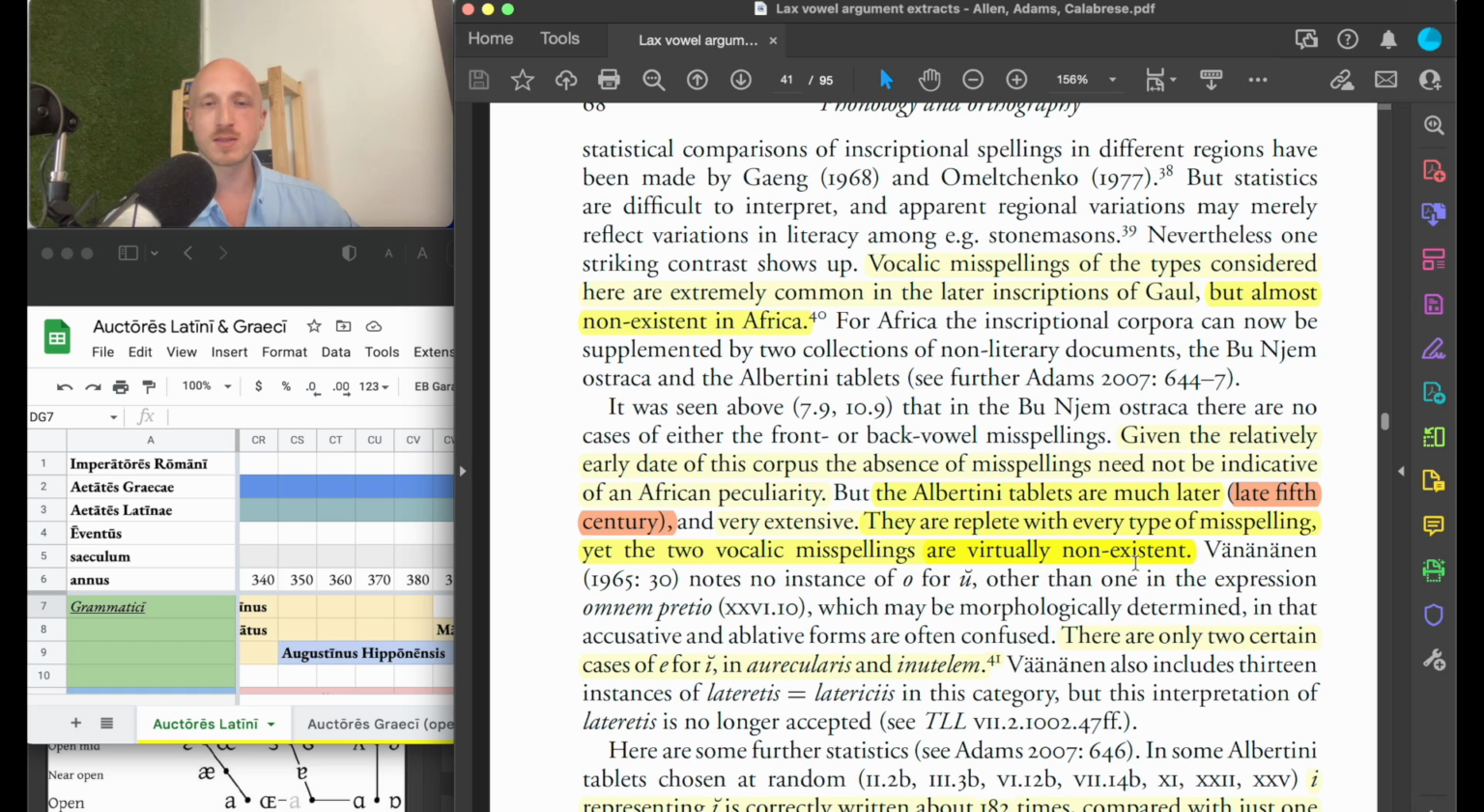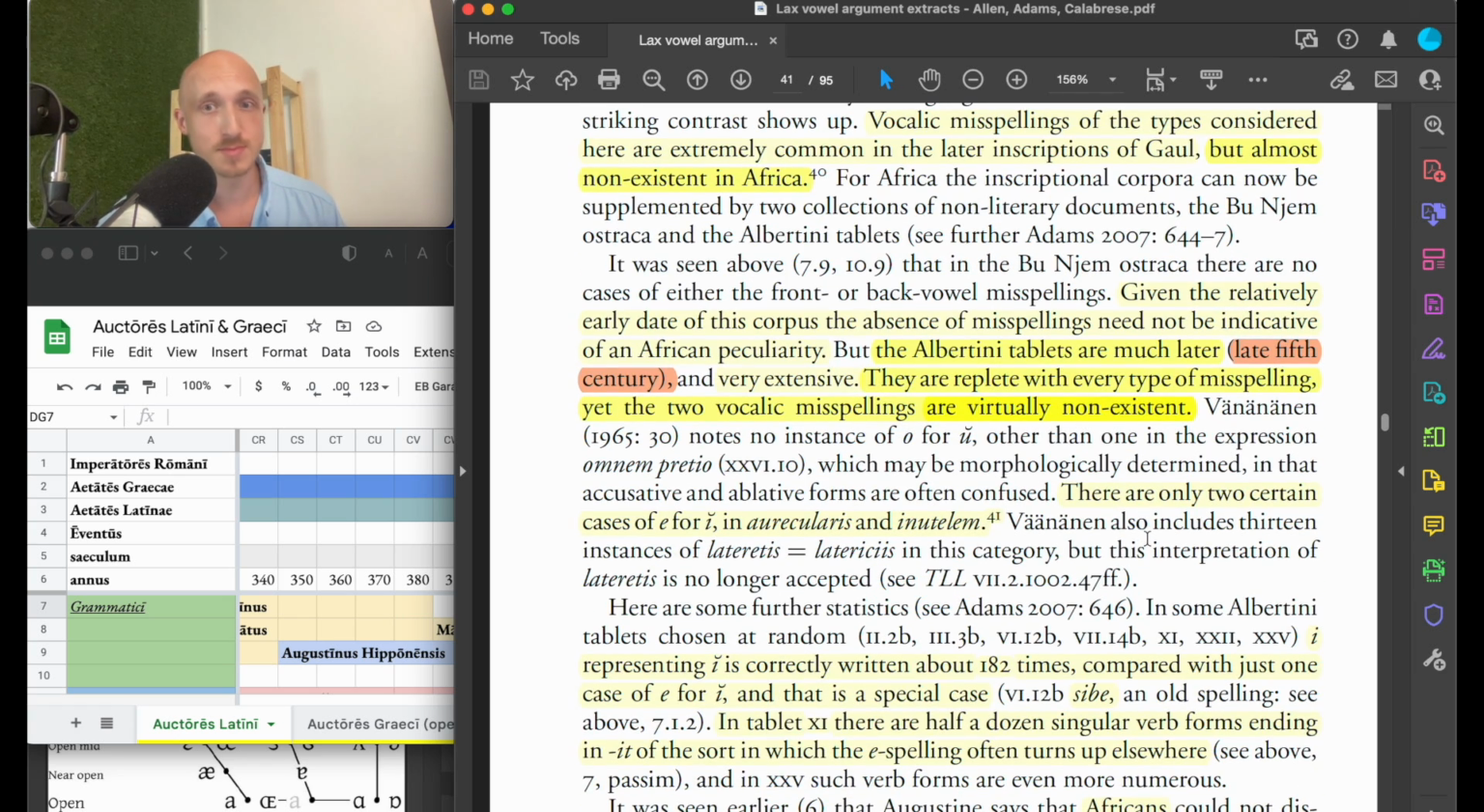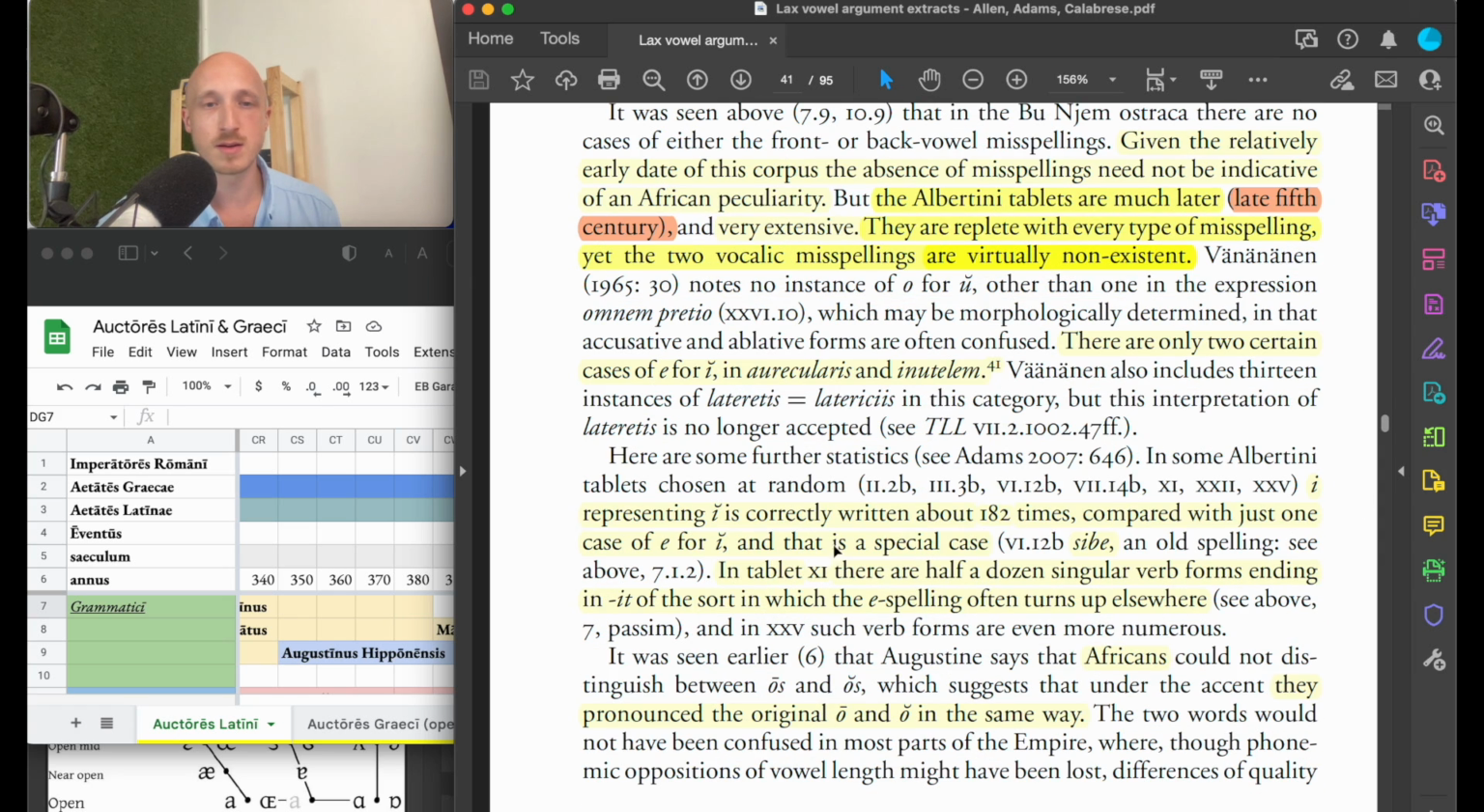So we would expect all kinds of misspellings, but the very thing that is supposed to happen in all of Romance, or should have happened according to Allen in early Latin, it's not there. This is not an anomaly. This is the rule, which we'll see. There are only 2 certain cases of E for E, auricularis and inutilem. Only 2. Very interesting. The letter I, representing the short E sound, is correctly written about 182 times, compared with just 1 case of E for E, and that is the special case, being sibe, which we understand to be either archaic or something like Sardinian.